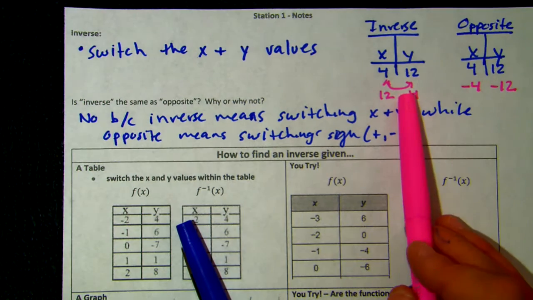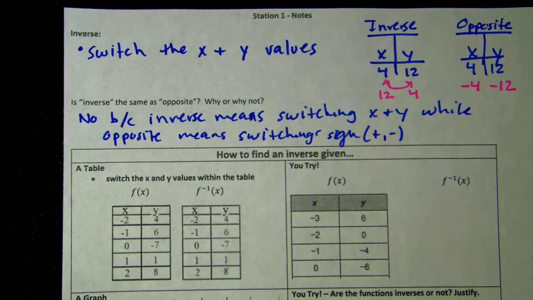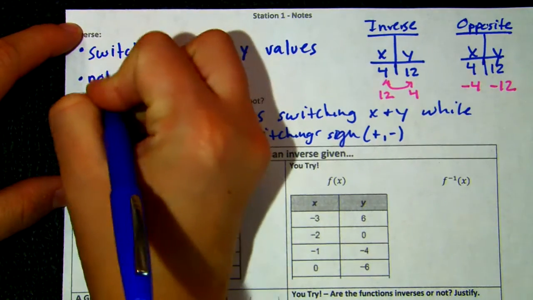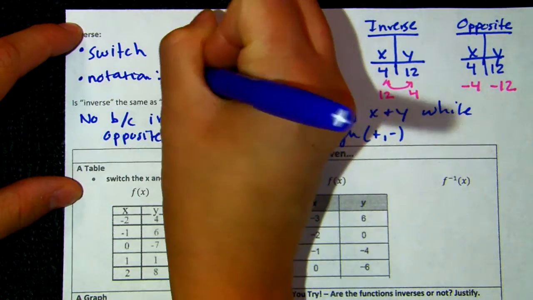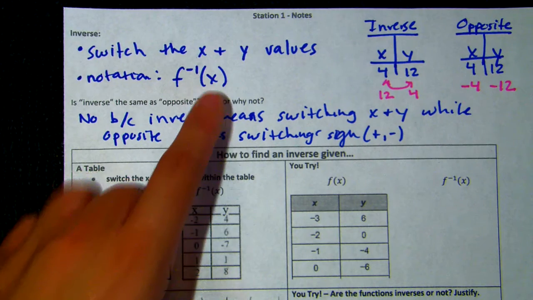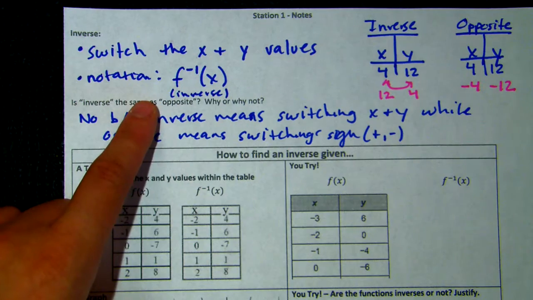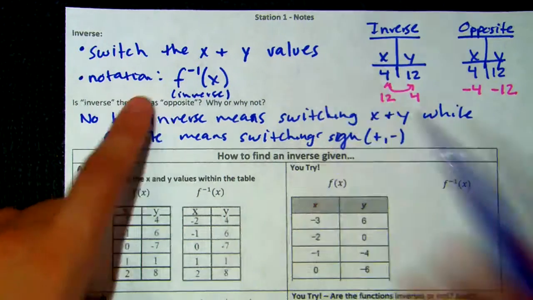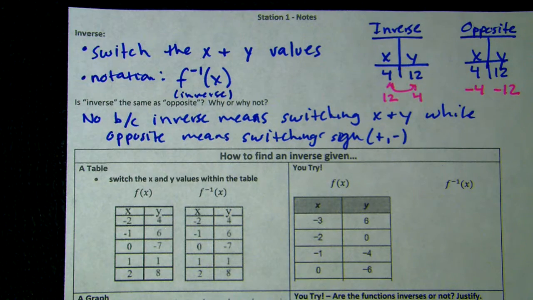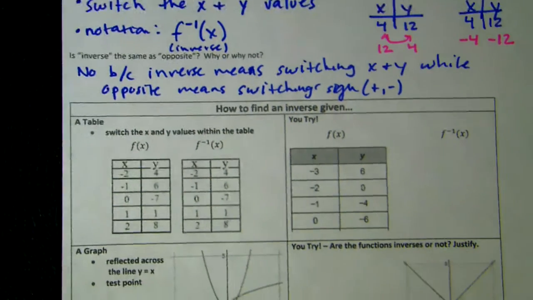So inverse means switching x and y. Opposite means switching the sign. It's a fundamental difference, and it's easy to get those two confused. Okay? Another thing for inverse, almost forgot this, the notation for inverse is f to the negative 1 of x. That means inverse. If that notation confuses you, you're welcome to cross through it and write the word inverse every time you see it. It's just mathematical notation because mathematicians are lazy and like symbols better than they like words.